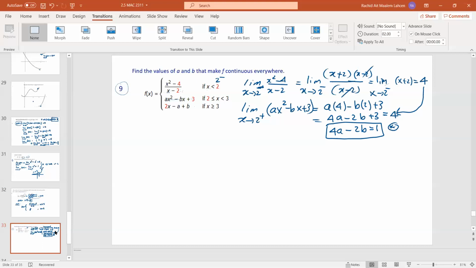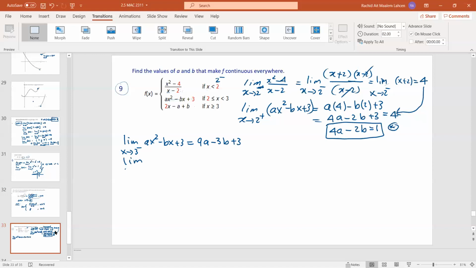So now the next issue is this 3. We want to make sure that from the left side of 3 we're not getting 10, and the right side of 3 we're getting 15, right? That's what we need to do. So the left for 3 is ax squared minus bx plus 3. This one also is direct substitution. So 9a minus 3b plus 3.